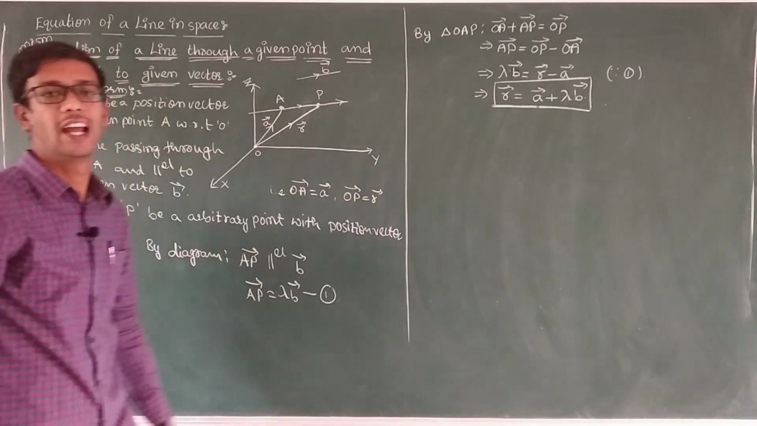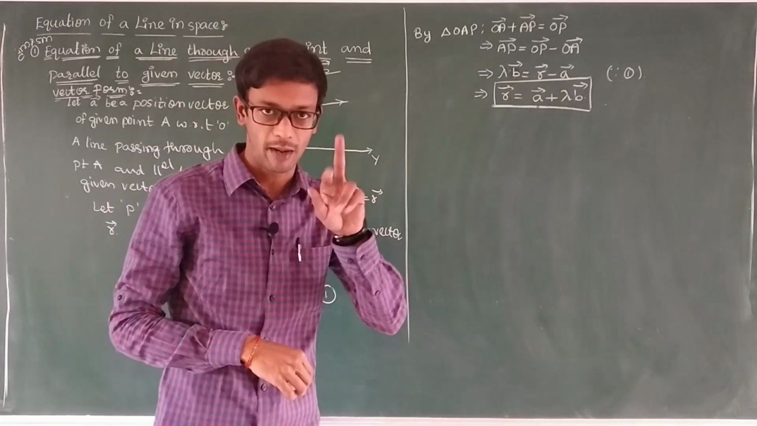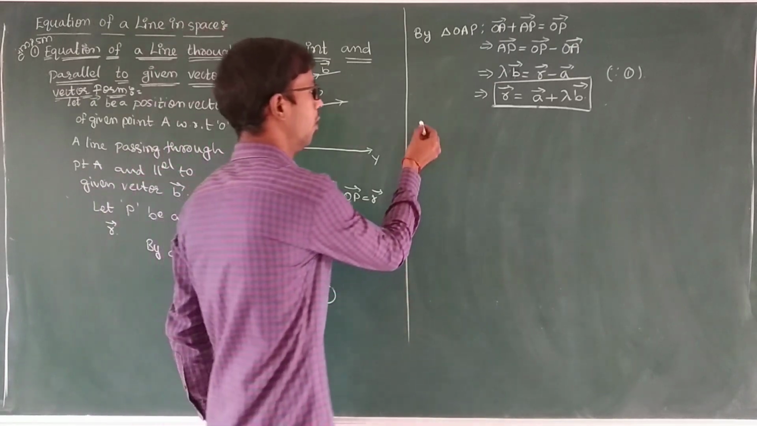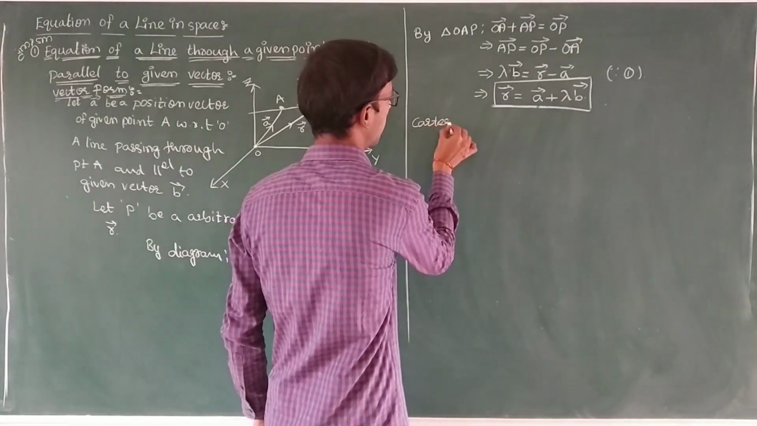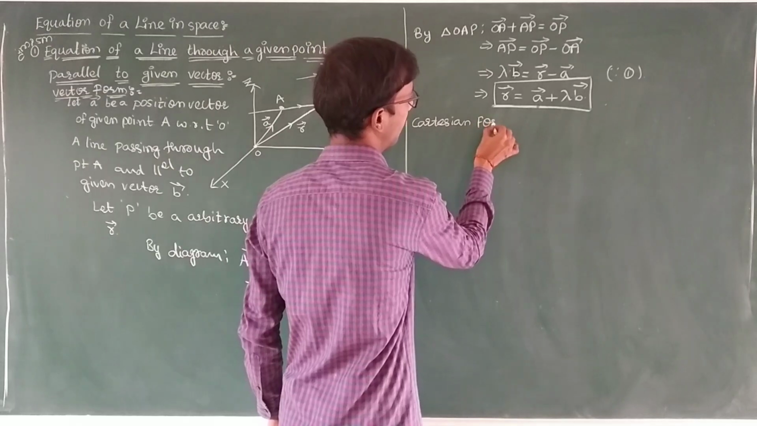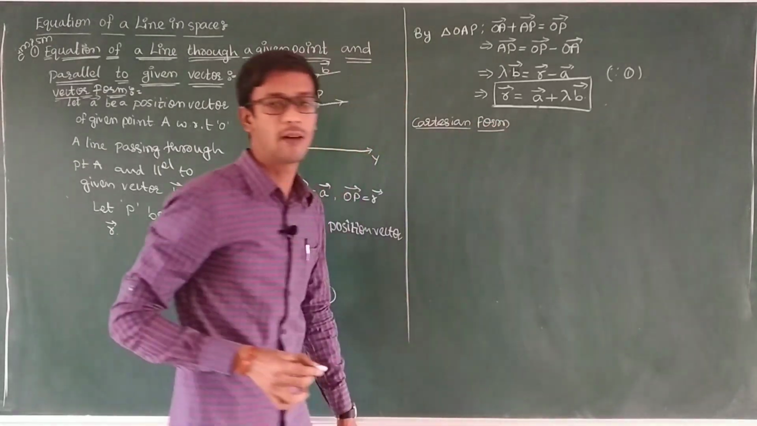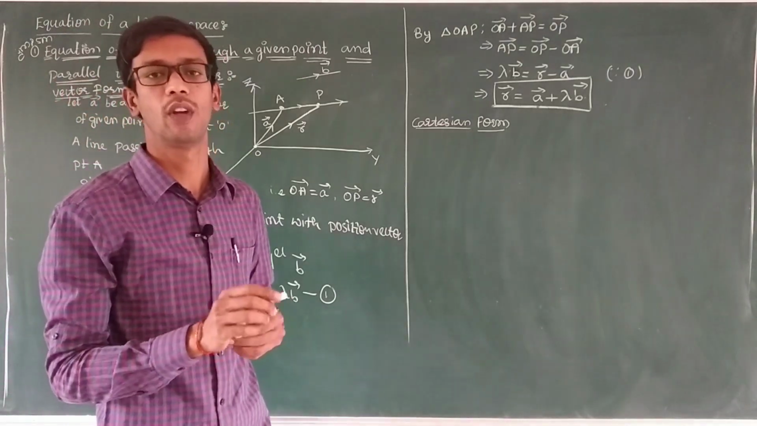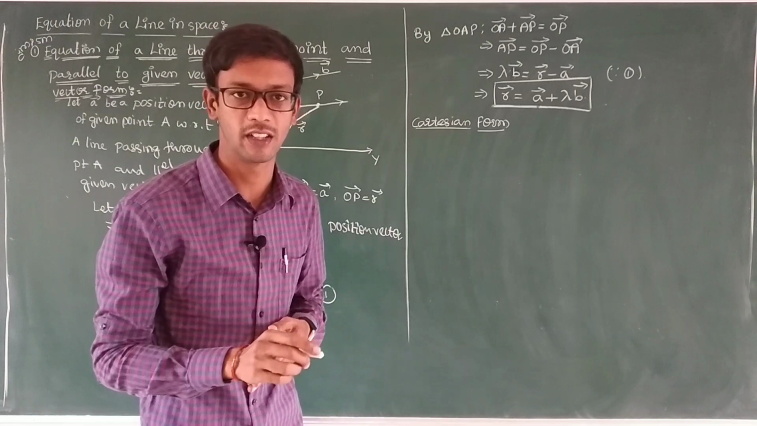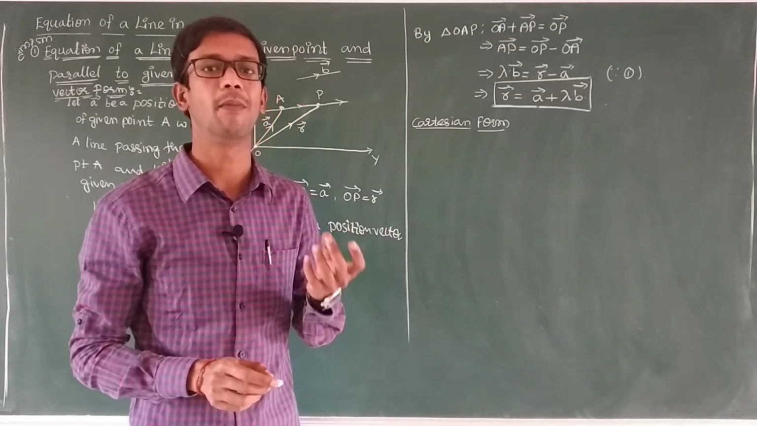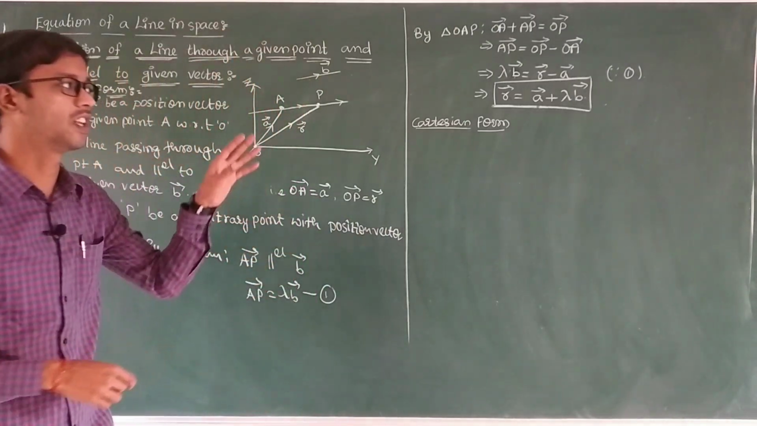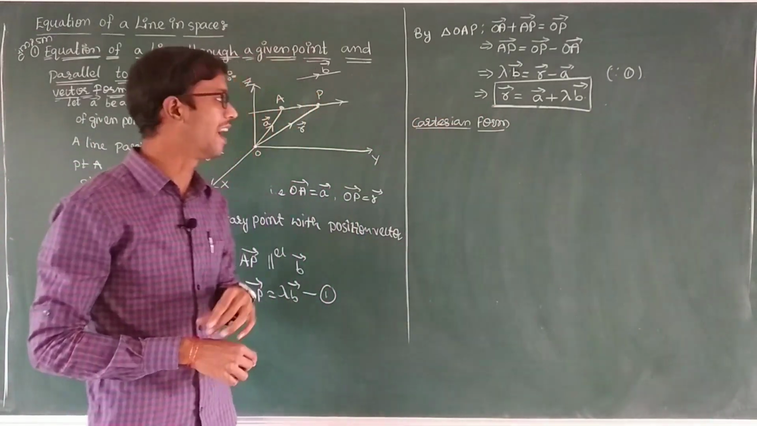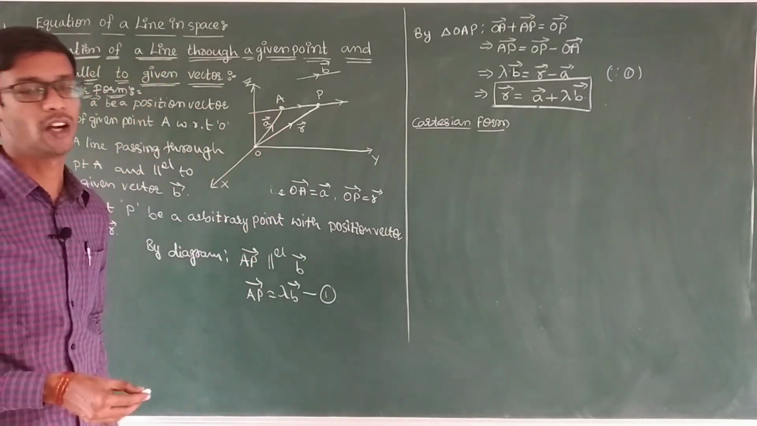Vector form of a line equation. There are two types: one is vector form, another one is Cartesian form. Now, Cartesian form. In the exam, the question is asked like this: find the equation of a line passing through a given point and parallel to the given vector, in both forms, vector form and Cartesian form. So this is the vector form, the vector equation we got. For Cartesian form, you just have to take the points.